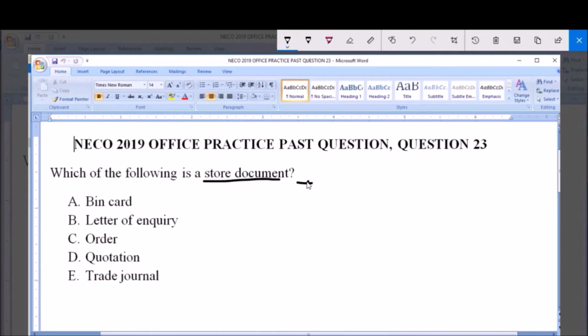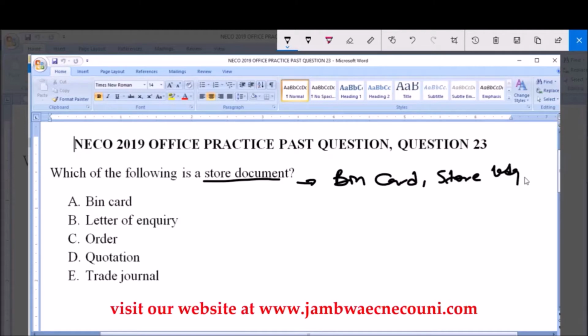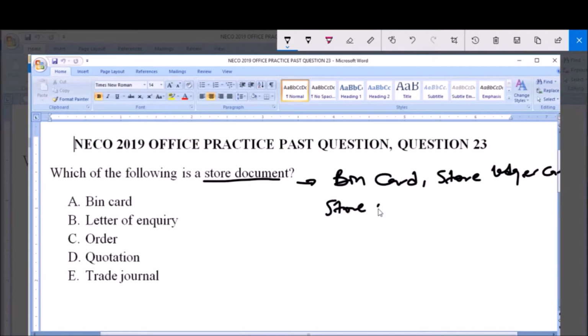Now store documents include bin card. Bin cards are store documents. Store ledger card. We also have the store requisition and goods received notes. So all these are store documents.